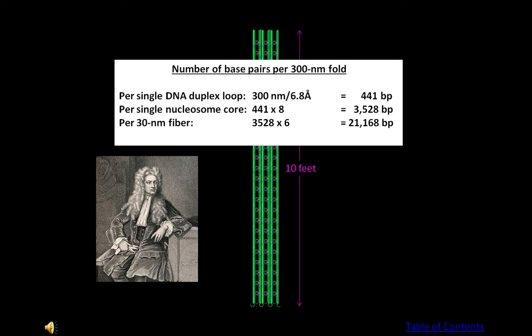How much DNA is in this tower? Remember that we're employing the Wu straight ladder DNA structure, with base pairs spaced at 6.8 angstroms. So each vertical strand, or more properly loop, of DNA contains 300 nanometers divided by 6.8 angstroms, or 441 base pairs.